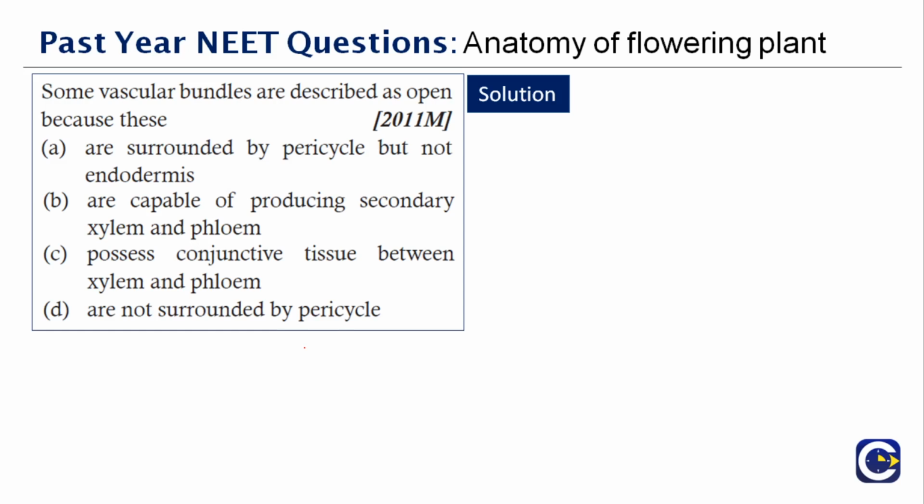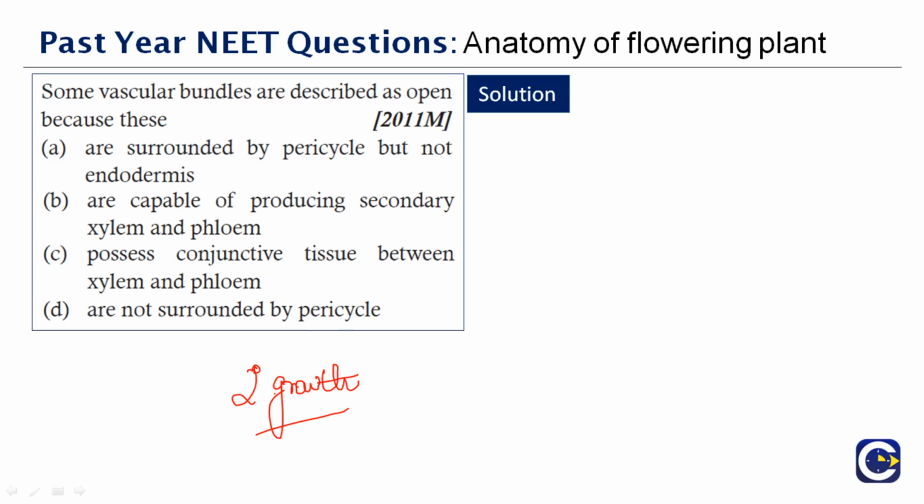Open, so the right answer is they are capable of producing secondary xylem and phloem. Now, open vascular bundle means presence of cambium during their secondary growth. So you can expect a secondary growth in certain vascular bundles. See, they haven't mentioned all here, it's only some, so it means few. Vascular cambium divides to form the secondary xylem towards the inner side, while the secondary phloem will be outside.